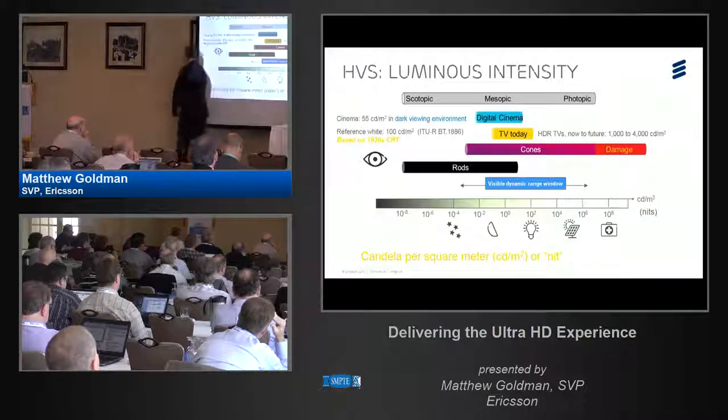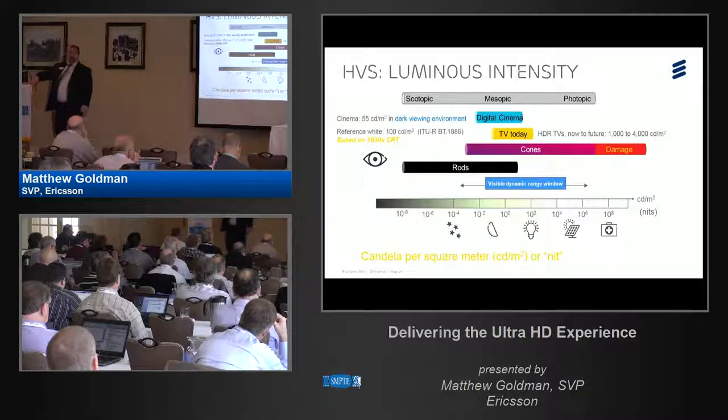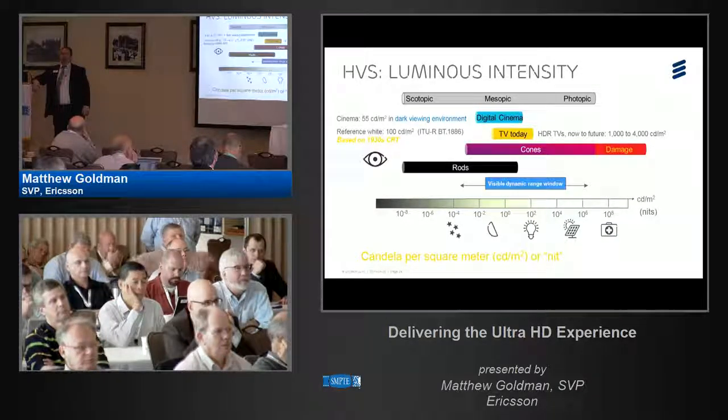By the way, production for cinema is 55 nits. Why? That seems ridiculous. How can you have any dynamic range in a movie theater if it's only 55 nits? Much darker. Why is it darker in the theater? Don't say because it's 55 nits.